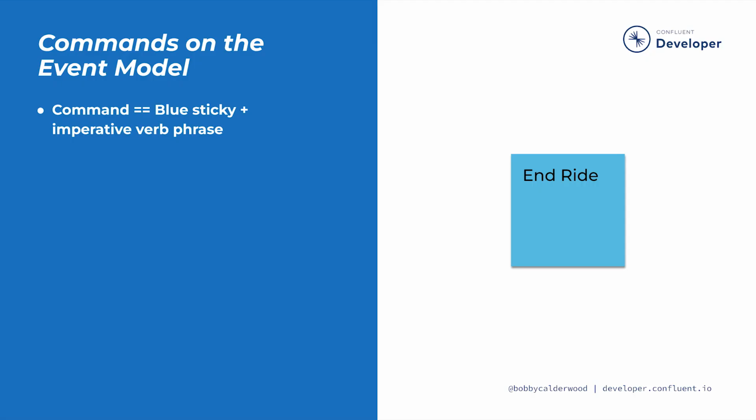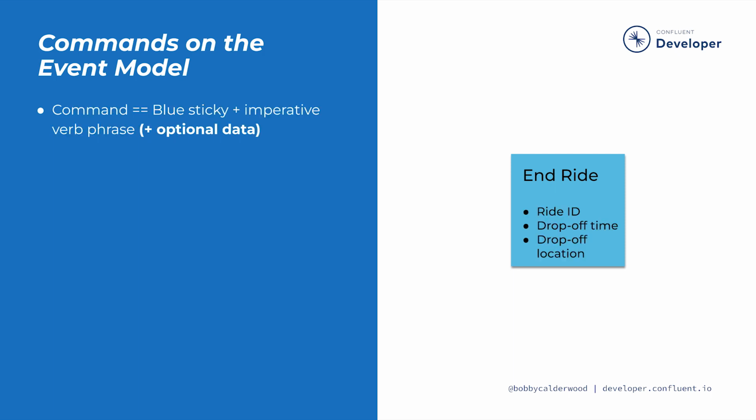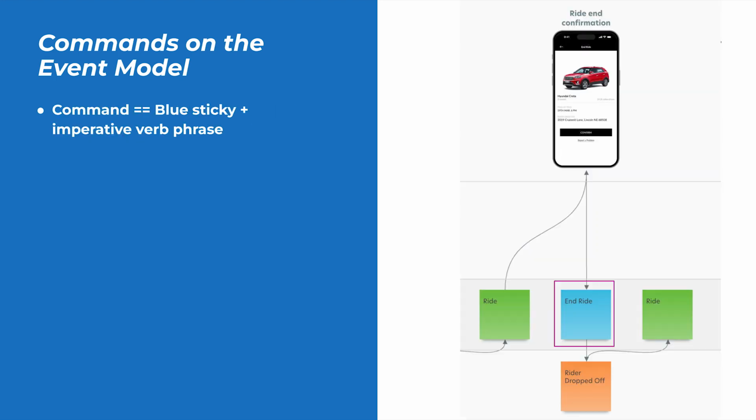We represent commands in our event model diagram by using blue sticky notes containing a verb phrase in the imperative. For example, we see here the end ride command from our autonomous vehicle ride-sharing app, Autonomo. Just as we saw with events, commands have an associated data payload containing details of the change the user is requesting. For example, the end ride command must include the ride identifier and might also include details like the drop-off time and location. We place the command in the central timeline lane between the triggering interface and the resulting event.